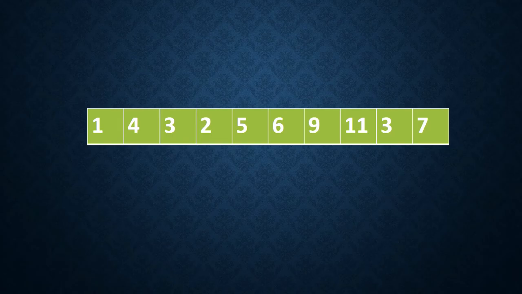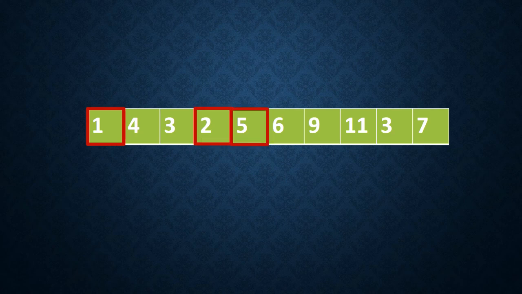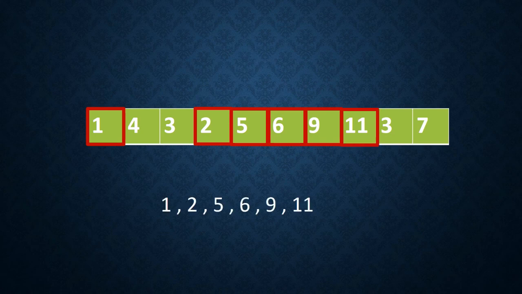Now let's have a look at an extension of this problem. Let's change the problem: what would be the technique if you are required to return the subsequence and not the subarray? That is, elements need not be continuous. Like for this array, the output would be 1, 2, 5, 6, 9, 11. I would leave this problem as homework for you.